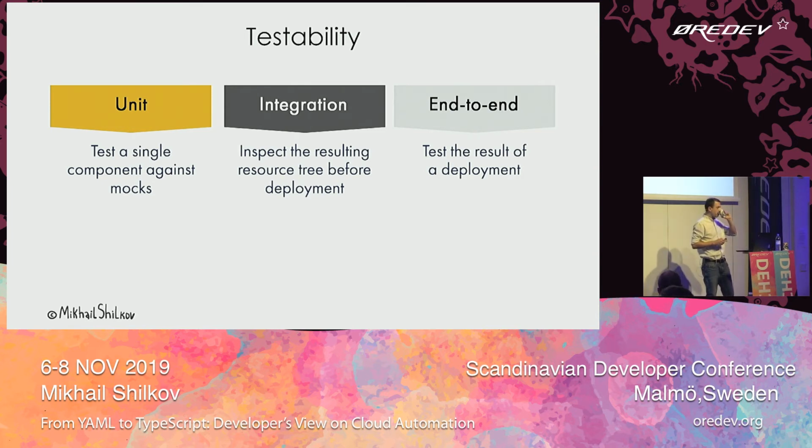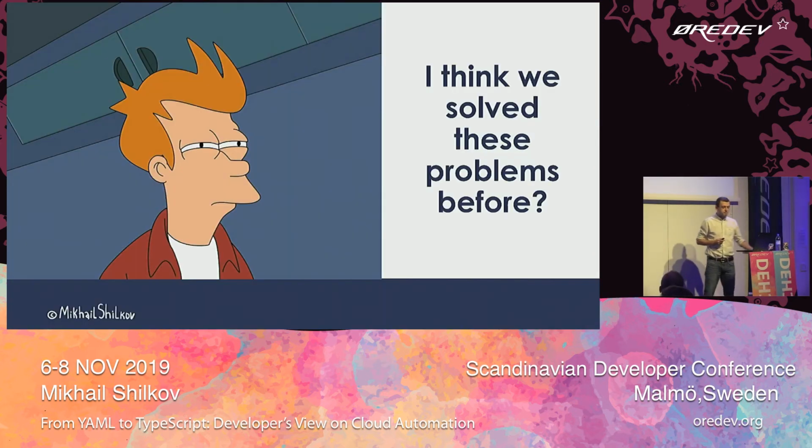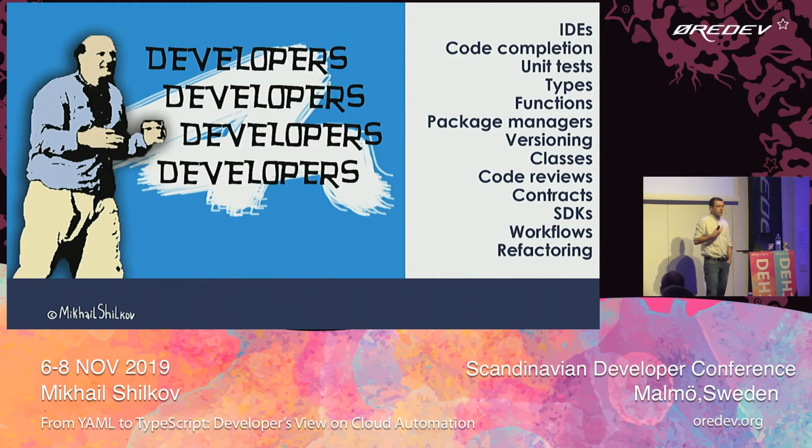So when I look at this list, I think to myself, we solved all of these problems many years ago. Why do we have to solve them again? We developers have all these amazing tools like IDEs and code completion and compile time checks, version checking, correctness checking, and package managers, and refactoring and whatnot, and this all works. So why can't we use the same tools for cloud infrastructure?